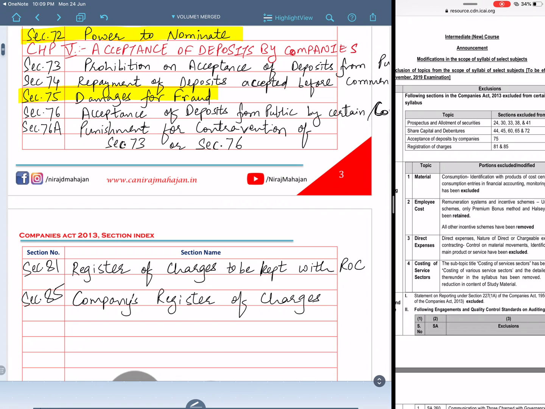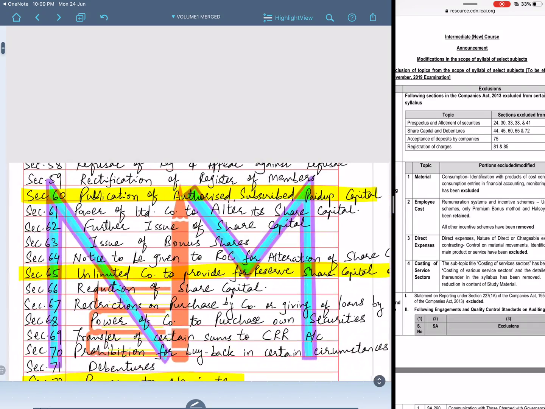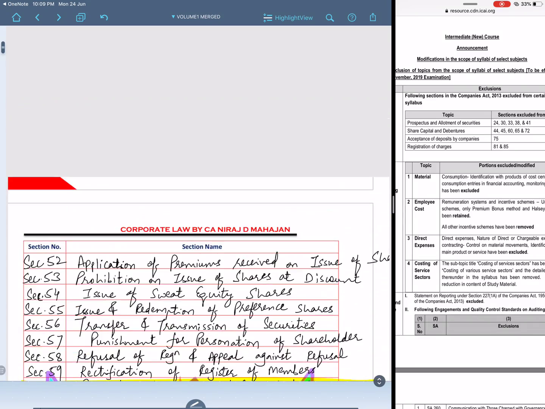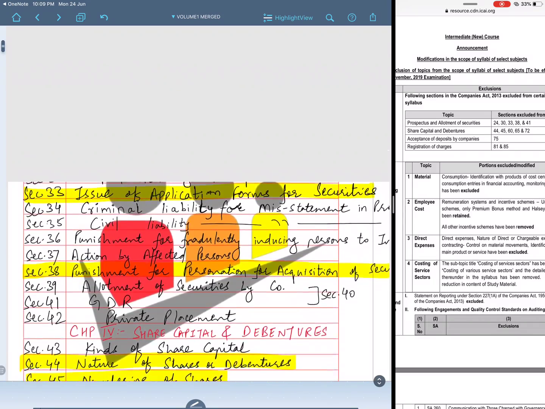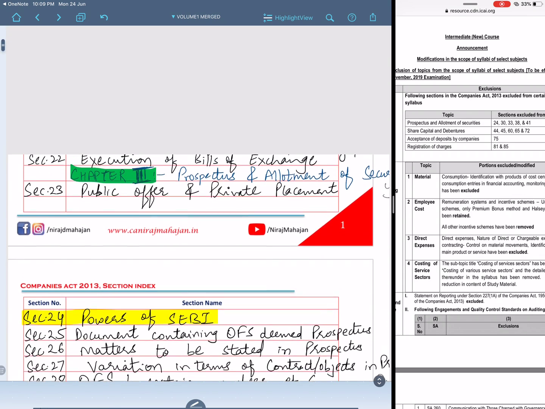Now I shouldn't say 148. There is a section 10A also. Don't forget that in your November 19 examinations. Be careful. There has been an amendment; some of you might know it. So please be careful. But 13 sections are excluded from your November 19 examination onwards in corporate law.